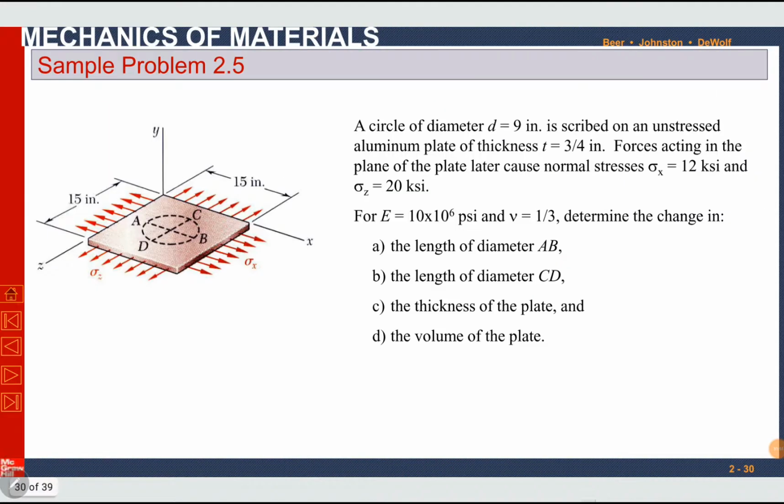Okay, we'll move further. On the next slide, we have a sample problem, which is sample problem 2.5. A circle of diameter 9 inches is scribed on an unstressed aluminum plate of thickness equal to 3 by 4 inch. Forces acting in the plane of the plate later cause normal stress of 12 ksi in x direction, and in the z direction it is 20 ksi.